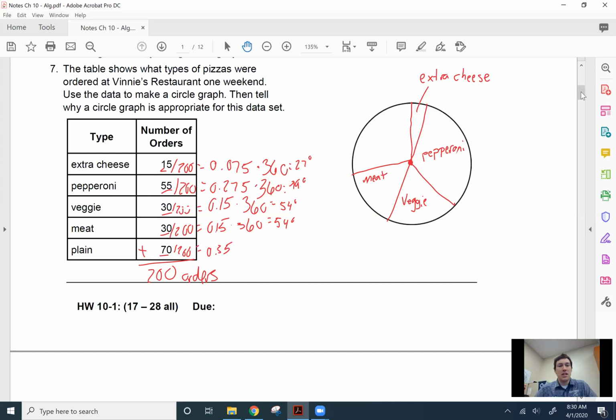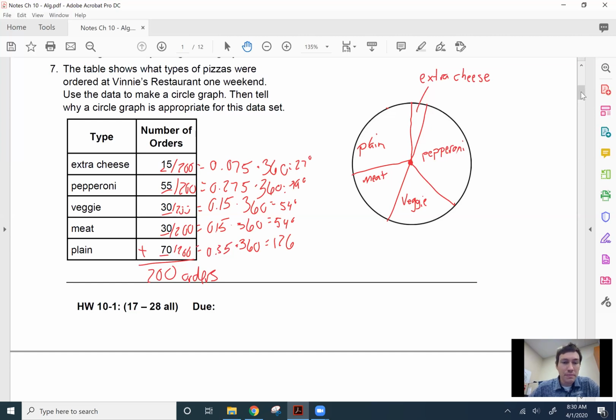And then it says 0.35. So 0.35 times 360 is 126. So 126 degrees. Again, right here, that's roughly 90. It's going to be more than that. So yeah, it might be a little small, and maybe this should be a little bit bigger, but it's pretty close.